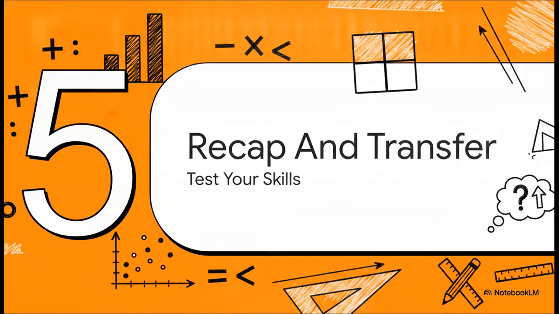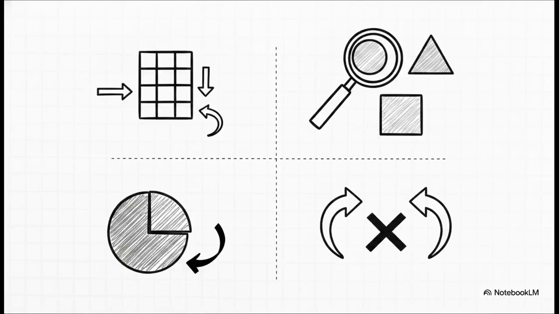Finally, section 5, recap and transfer question. Test your skills. All right, let's lock these major takeaways into your memory. First up, always define your notation before you start: rows, columns, and marginal totals. Second, remember that two-way contingency tables are explicitly designed for categorical variables. Third, always use conditional percentages, never raw counts, to compare associations when your sample sizes are different. And fourth, say it with me, never claim that correlation proves causation.